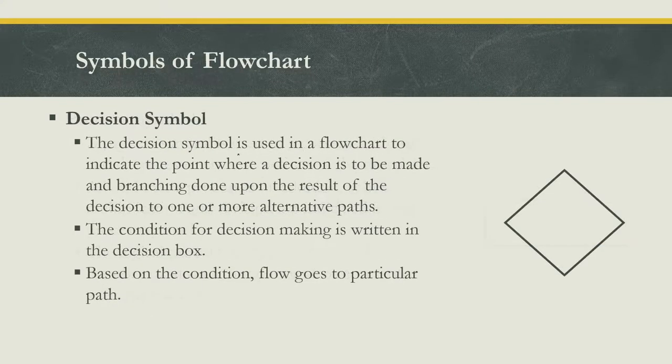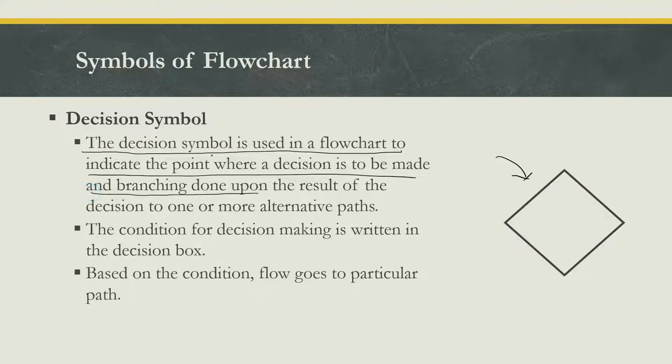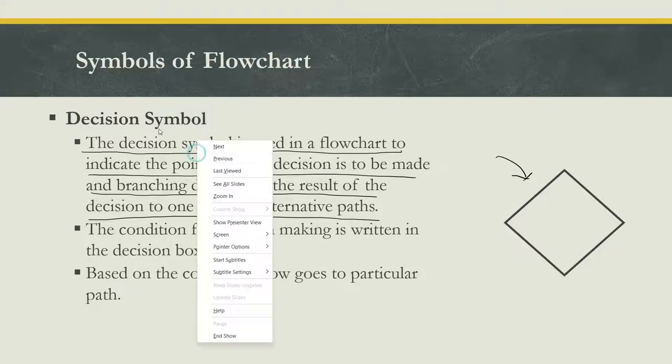Our next symbol is the decision symbol. Whenever you have to take a decision based on a certain condition, at that time you have to use this decision symbol. The decision symbol is used in a flowchart to indicate the point where a decision is to be made and branching done upon the result of the decision to one or more alternative paths. Let me give you an example.